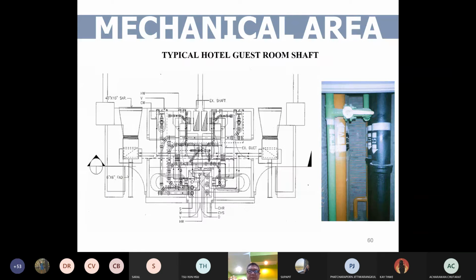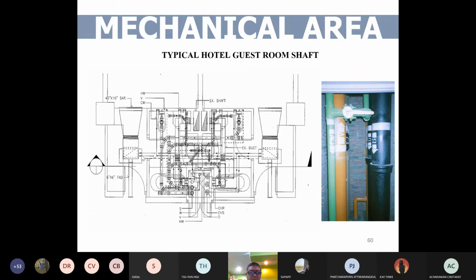Okay, and this is the typical hotel guest room. You can see that in this hotel they have guest rooms on the right and left. This one is the aircon.